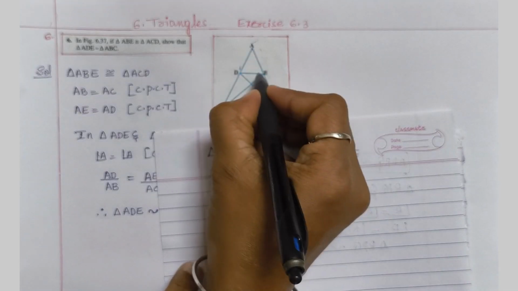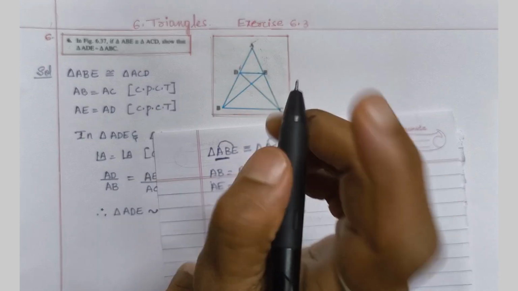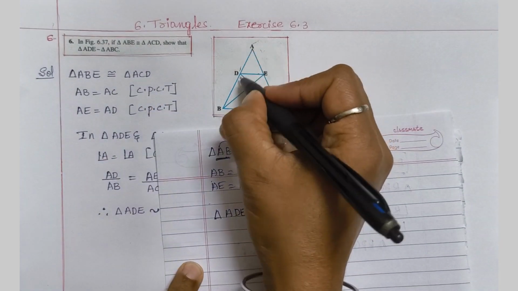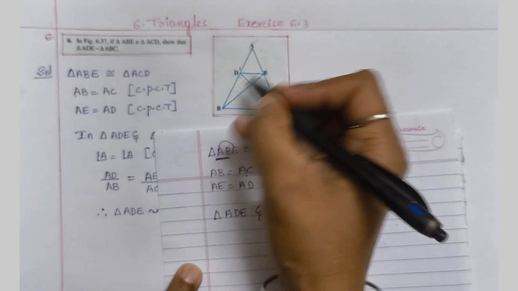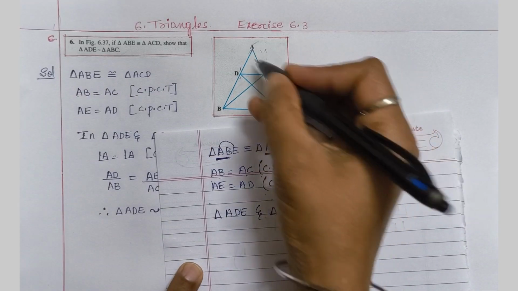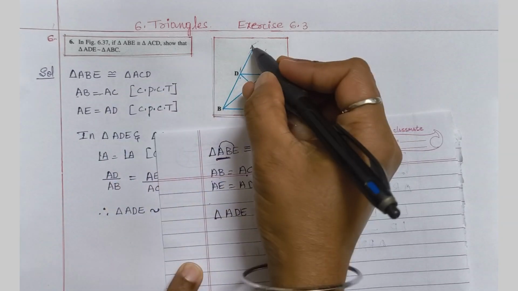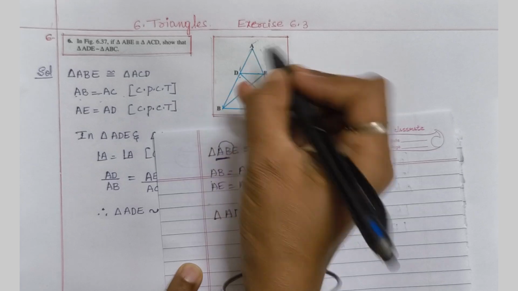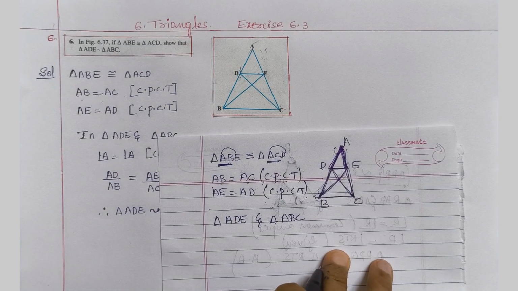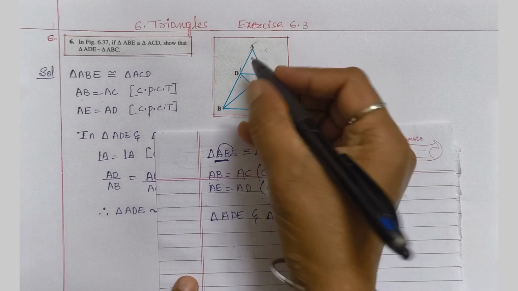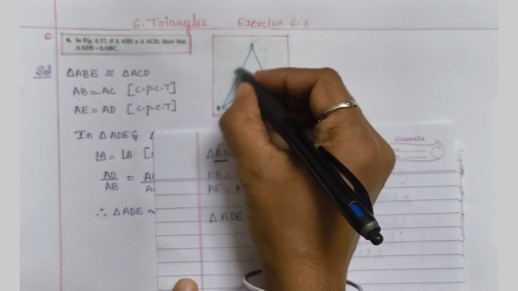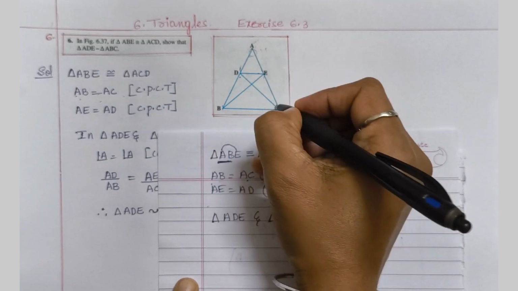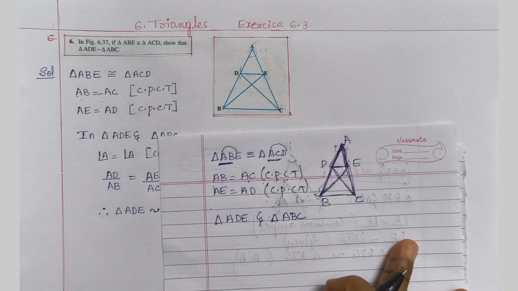Okay, see here. Taking this triangle, there is a chance of two sides being proportional. See here, AE is equal to AD, next AB equal to AC, so these sides are equal. And this is the common angle. So here the side-angle-side chance is there. Taking the small triangle, side-angle-side, and taking the big triangle, side-angle-side, so there is a chance of proving these two triangles similar.